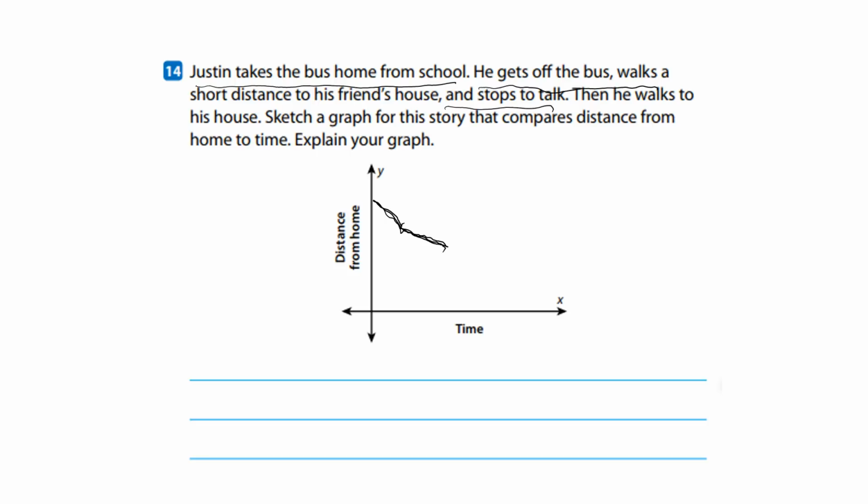Then he stops to talk. Stopping is shown by a straight horizontal line. Then he walks to his house. So again, we are going to continue down the path home.